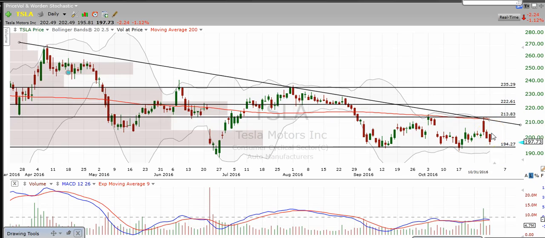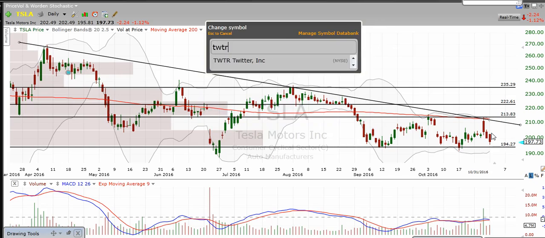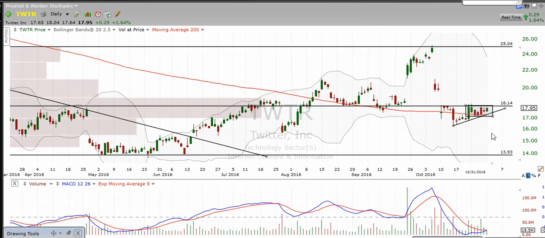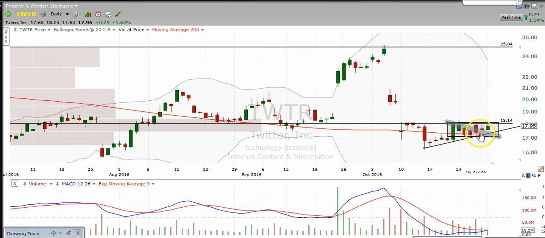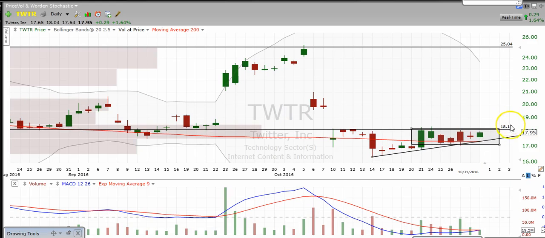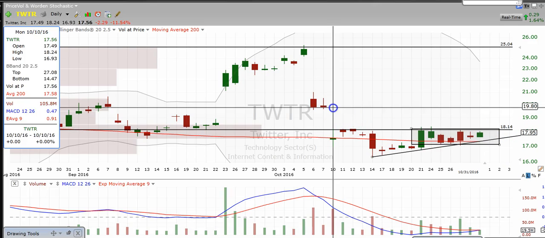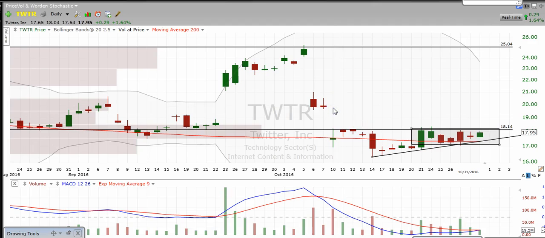The next one we're going to take a look at is Twitter. In Twitter, as you can see, we're trading in this little box as well as this uptrend line, and the high of the box is about 815. If we get a close above that level, we're going to come up here and fill this gap at just below $20.